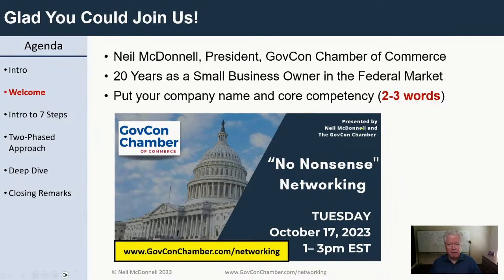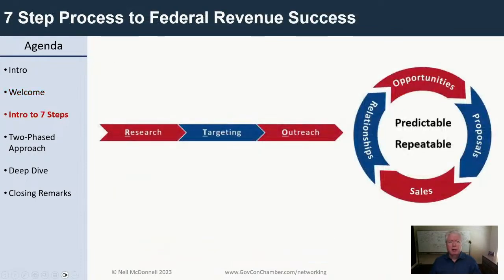Okay, so let's dive into the training. Let's get started just talking about the 7-step process, right? So I put together the 7-step process for federal revenue success several years ago because the only other option I had was Shipley, right? Here's the Shipley process. The problem with that process is it's built for billion-dollar firms.